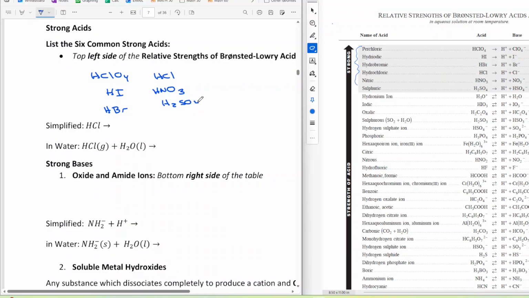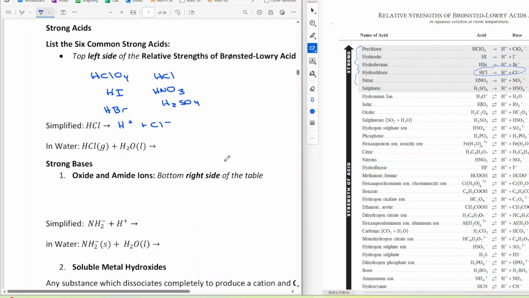Now, what do we mean by ionize in water? Well, what I want you to notice is that all of the acids on this chart are written in their simplified form. So, for example, hydrochloric acid donates a hydrogen. So the simplified form is just HCl forms H plus and chloride ions. And oftentimes that's all you need, right? When we're doing our K calculations at the end of this chapter, I often don't write what's actually happening. I write the simplified form.